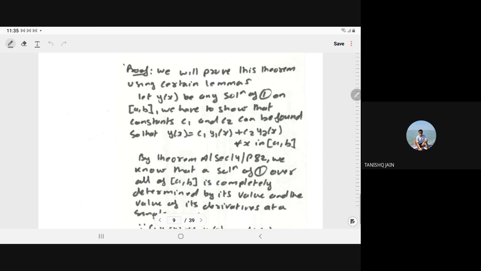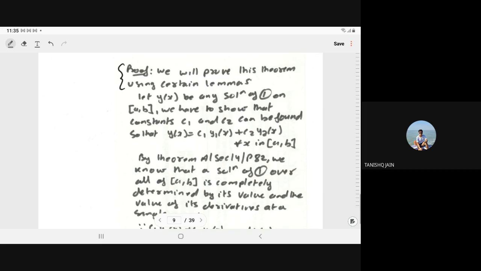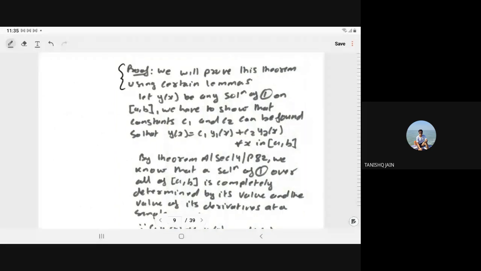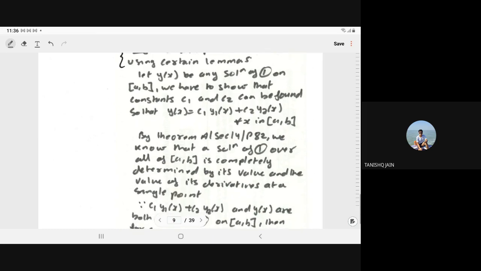There are three things: axiom, lemma, and theorem. An axiom is always a true statement. A lemma is a statement which we prove for the proof of the theorem, and a theorem is a statement which requires proof. So lemma is generally the statement which we use for the proof of the theorem. So here we will prove this theorem by using certain lemmas.